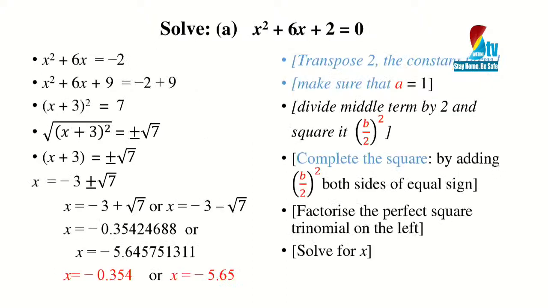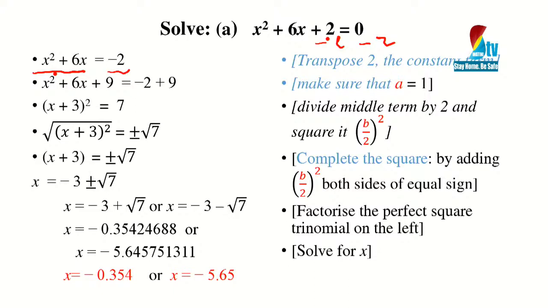The first one says solve x squared plus 6x plus 2 equals 0 using the method of completing the square. The first step here is to subtract 2 on both sides. When you subtract 2 on both sides, on the left hand side we are left with x squared plus 6x equals, and on the right hand side we have minus 2.